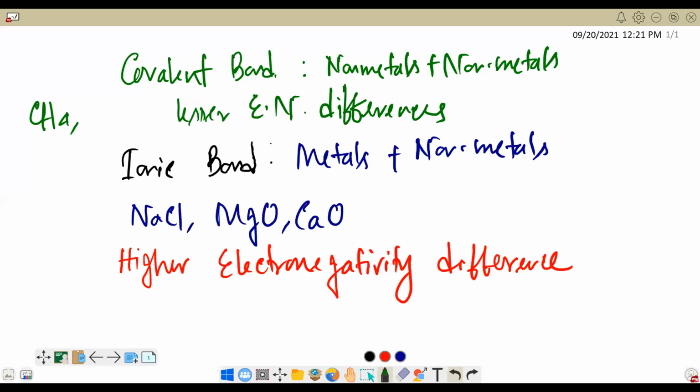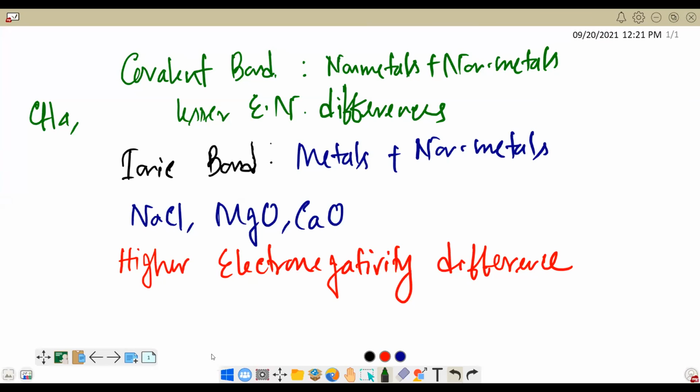So nothing is coming. Let me reconnect it again. Okay, is the screen visible now?